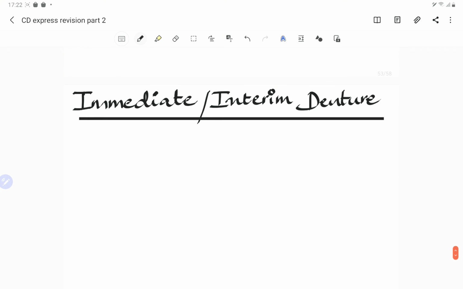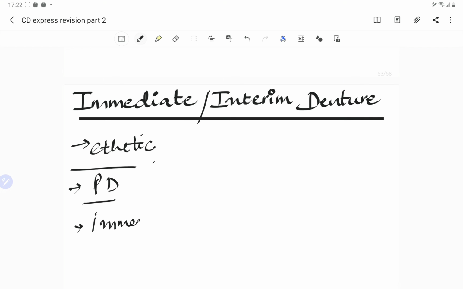Now the interim or immediate denture, we use in a patient for whom aesthetics is the main concern. So there is no need to go without teeth. When the patient cannot go without teeth for a single day, or we use it in a periodontally compromised patient. So what happens is, we are doing extraction on the same day, and immediately after extraction, we are giving the denture.